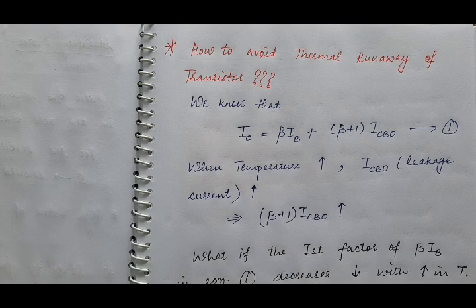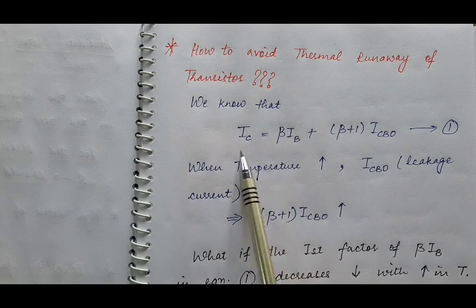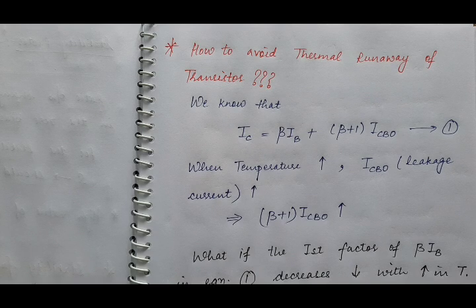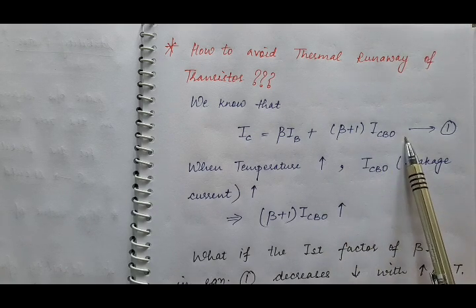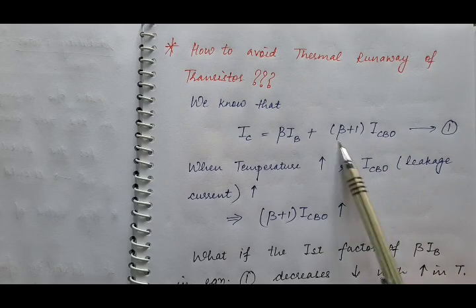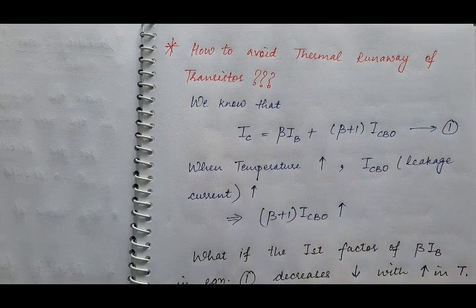There should be a very small increase in the collector current, very small variation in collector current with respect to the variations in the temperature. So we know that the expression for collector current in case of common emitter configuration is beta IB plus (beta plus 1) ICBO. So what happens is that when temperature increases, it increases this leakage current, which increases this overall factor, and when this overall factor increases, it further increases this collector current.